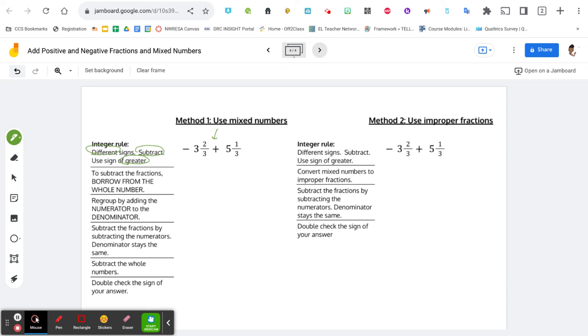I'm going to stack these up. I'm putting the 5 1/3 on the top because it has the greater absolute value, and I'm putting the 3 2/3 on the bottom because it has the lesser absolute value. And of course, I have to subtract.